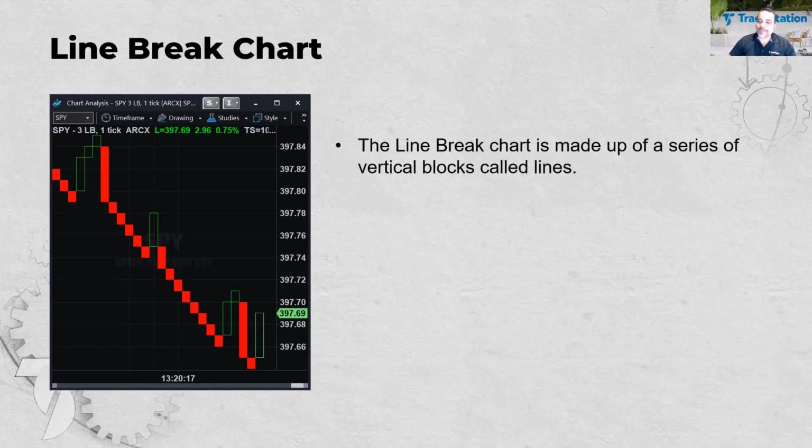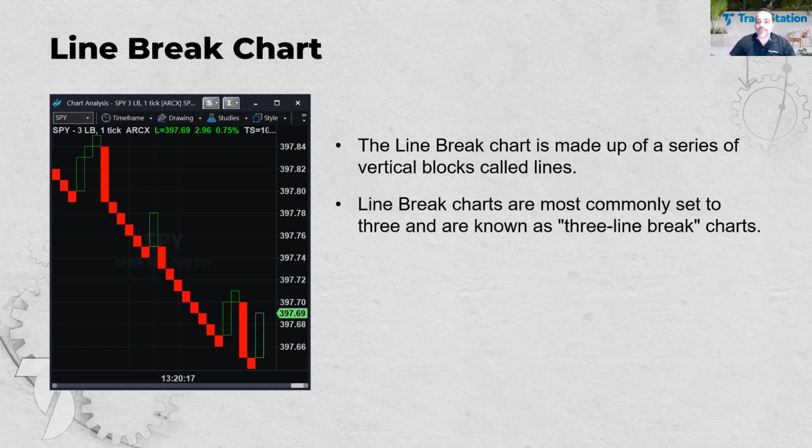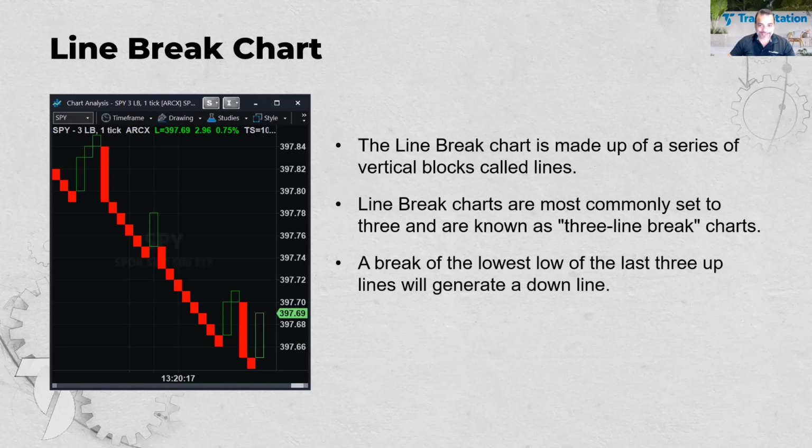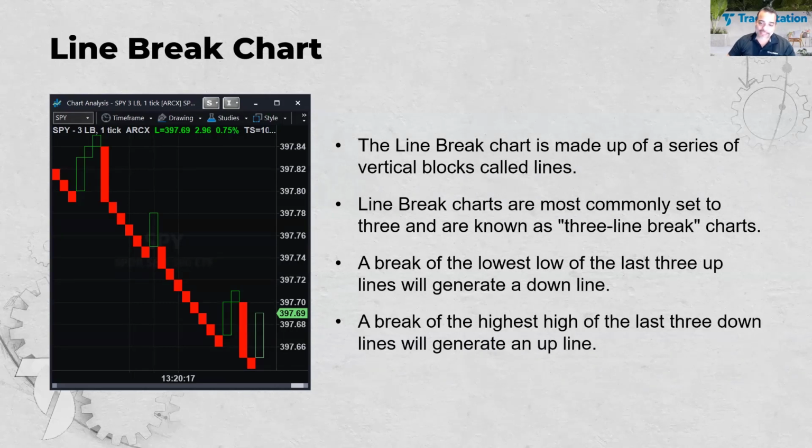The line break chart is made up of a series of vertical blocks called lines. Line break charts are most commonly set to 3 and are known as 3-line break charts. A break of the lowest low of the last 3 up lines will generate a down line, and a break of the highest high of the last 3 down lines will generate an up line. What in the world are we trying to say here in this PowerPoint?